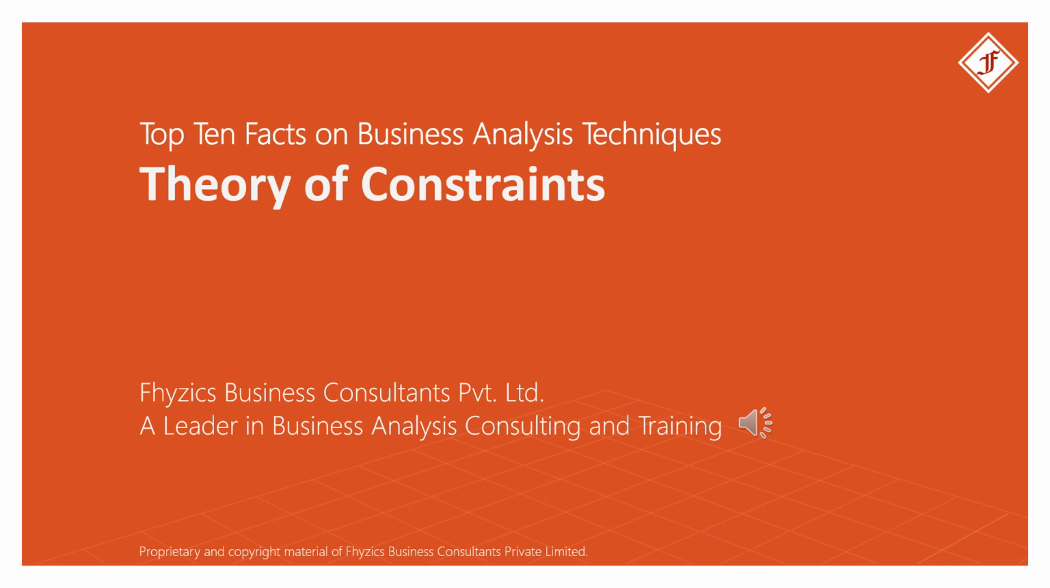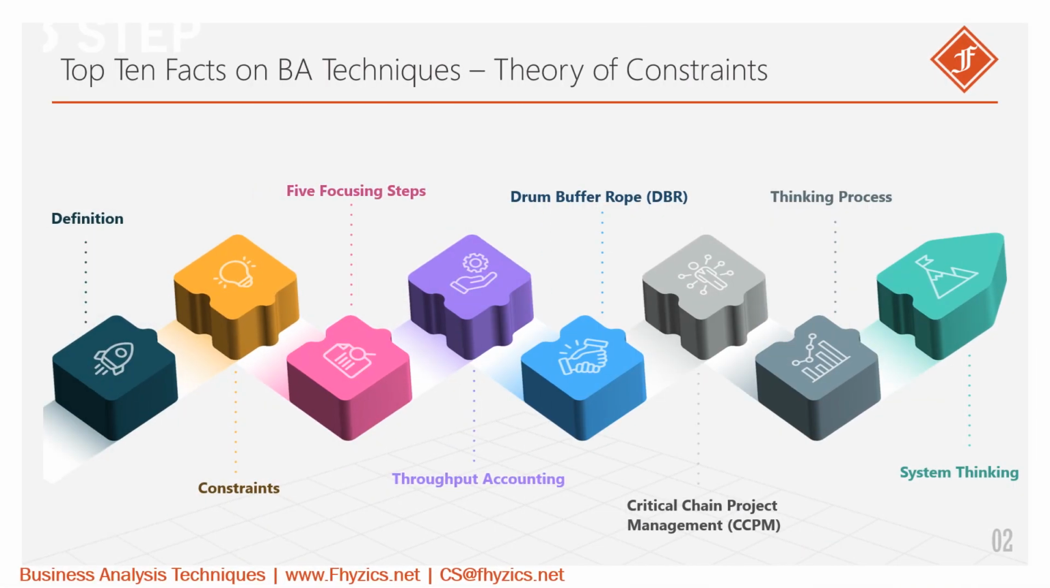Theory of Constraints. Definition. The theory of constraints, TOC, is a management philosophy and methodology that focuses on identifying and resolving constraints or bottlenecks in a system to improve overall performance. It was introduced by Dr. Eliyahu M. Goldratt in the 1980s and has been widely applied in various industries and business settings.